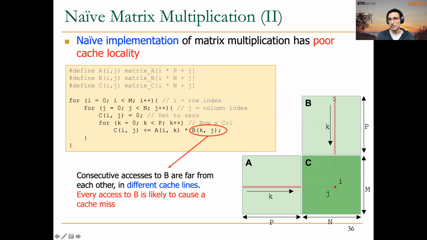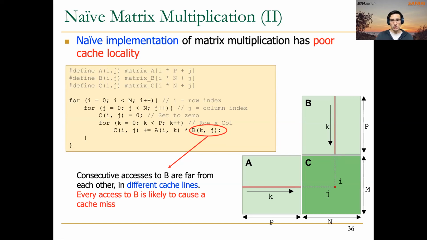But that's not what happens for the accesses to B. Why is that? Because this element belongs to one cache line that is about here, right? So when we access the next element, that element is not in the cache line that was previously brought to the closer cache when k was equal to 0, because that cache line is somewhere around here. So whenever we access one element of matrix B, there will be a cache miss, and that's hurting the performance a lot.